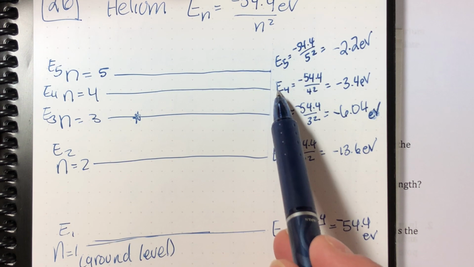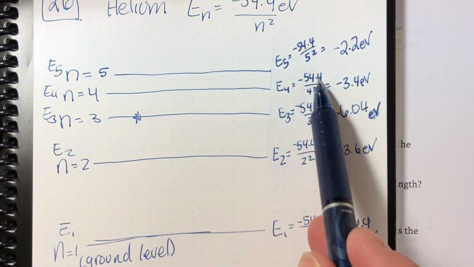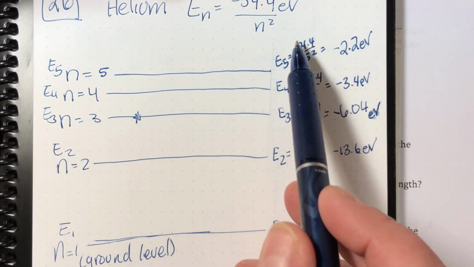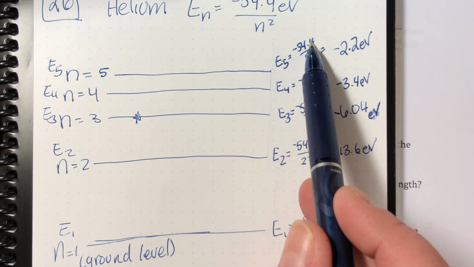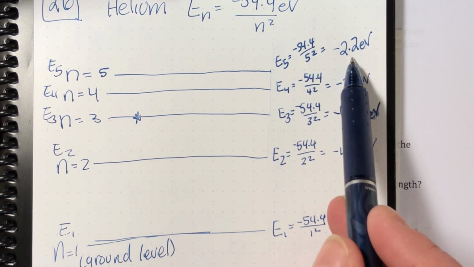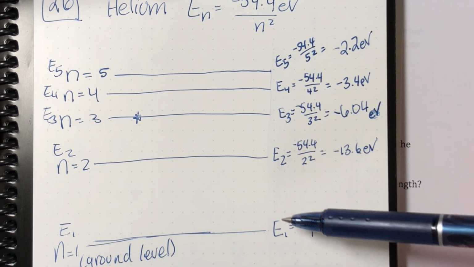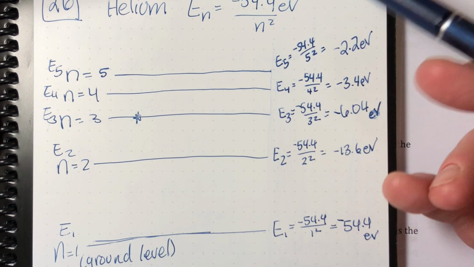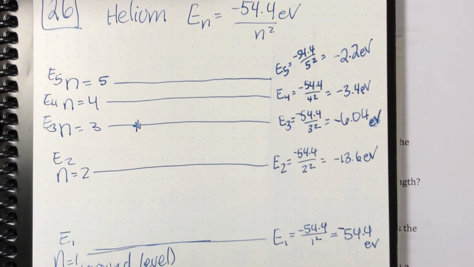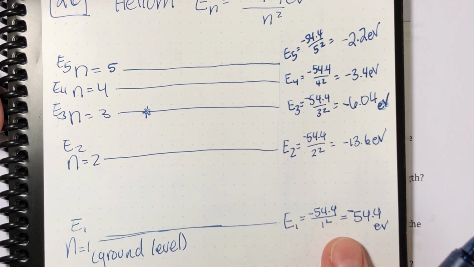All right, E4, negative 54.4 electron volts over 4 squared. That's negative 54.4 over 16. Gives us negative 3.4 electron volts. And then E5, negative 54.4 over 5 squared, which is 25. Divided, we get negative 2.2 electron volts. So these are the energies for levels 1, 2, 3, 4, and 5. You can keep going, figure out 6, 7, 8, 9, 10 if you wanted to. You don't have to. Probably not too exciting to sit and keep figuring those all out. So that's part A. Here's the energy.